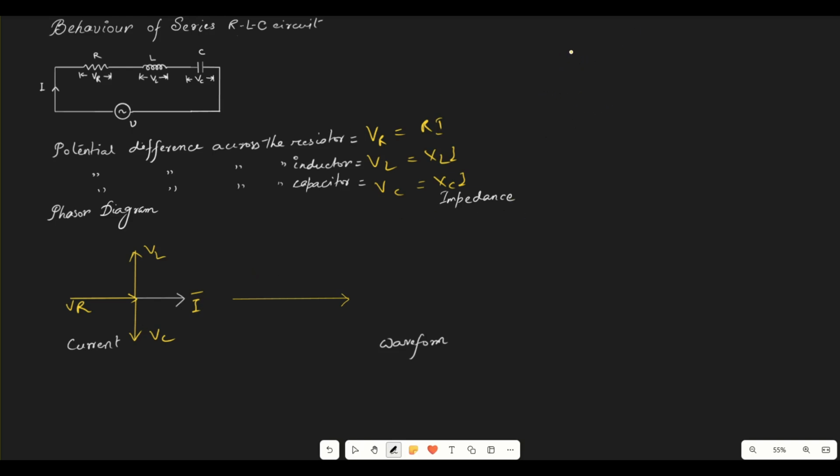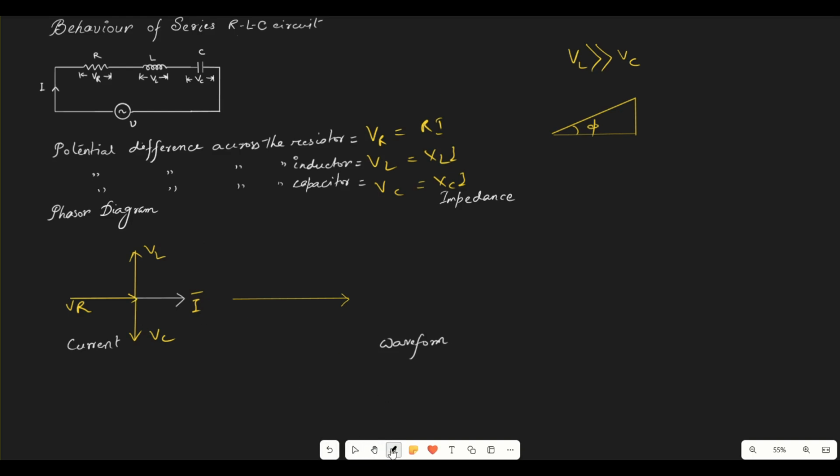Okay, so now depending on the value of VL and VC, there can be 3 conditions. So the first condition can be if VL is greater than VC. If that is the case, then it will be similar to the inductor circuit. As you can see here, if VL is greater than VC, then this line will be smaller.